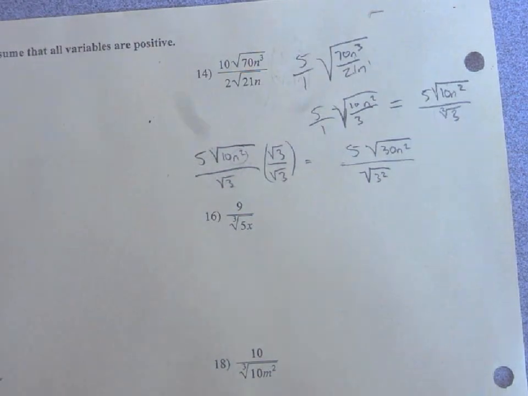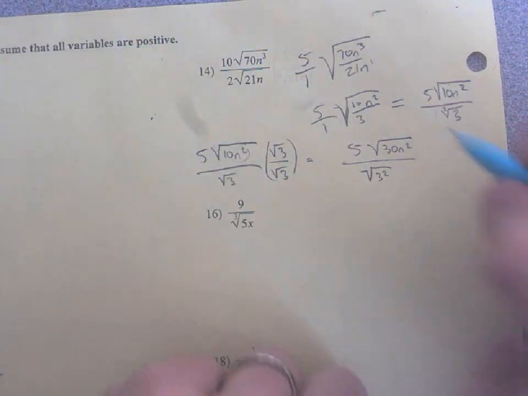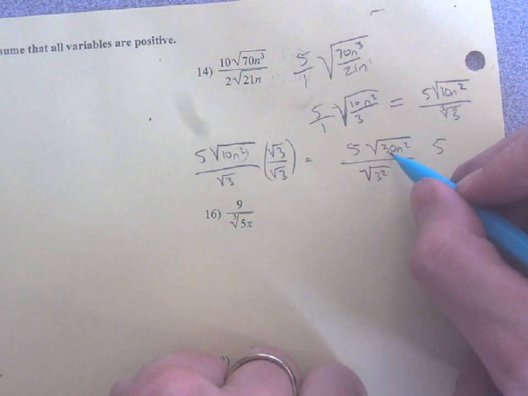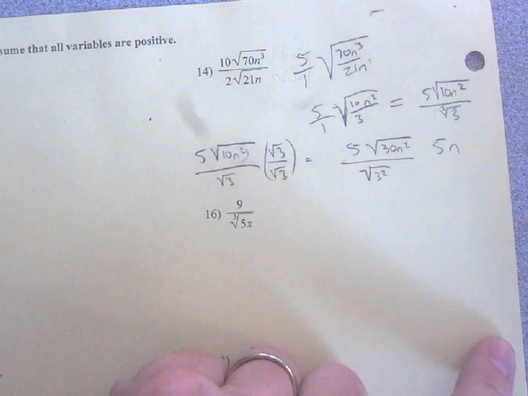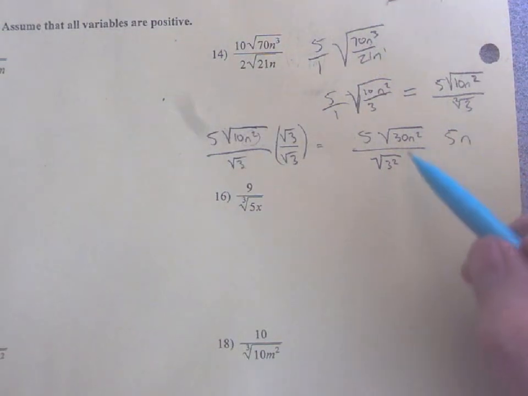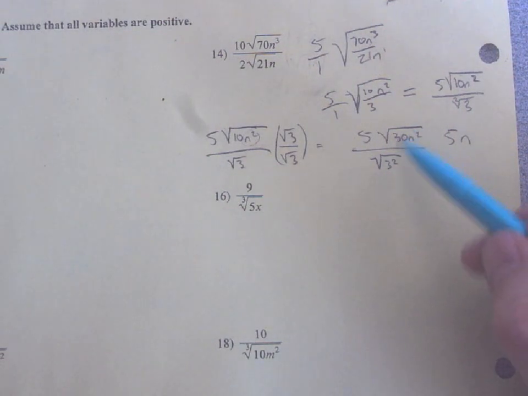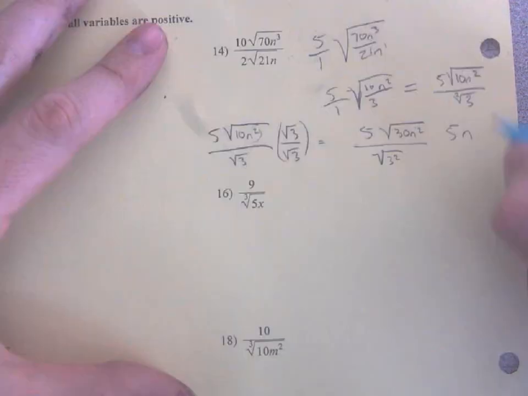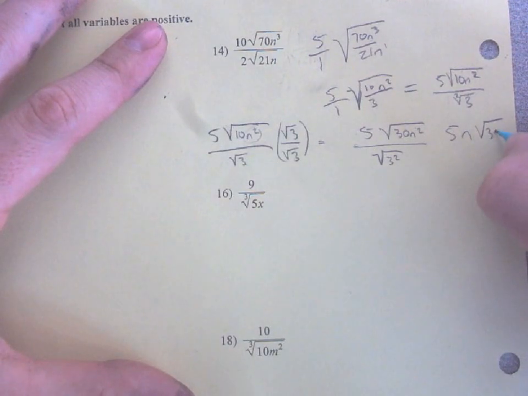Now the roots are going to cancel anything that has a power of 2, because this is a 2 root. So I've got a 5. Since I have an n squared, there's going to be an n on the outside. There are no perfect squares that go into 30. In other words, 30 is a 3, a 5, and a 2, and there's not 2 of anything in there, so I'm still going to have that square root of 30.